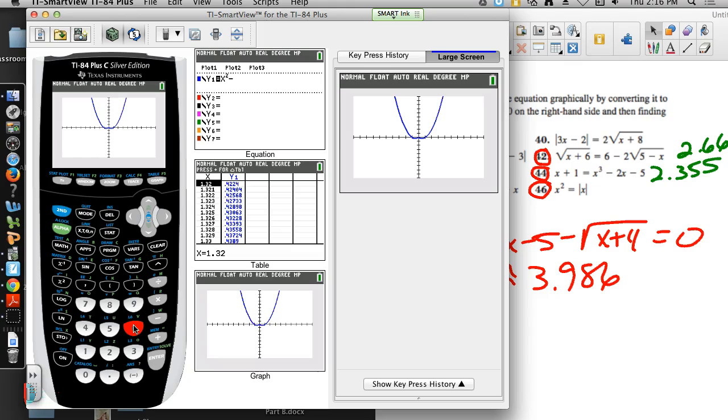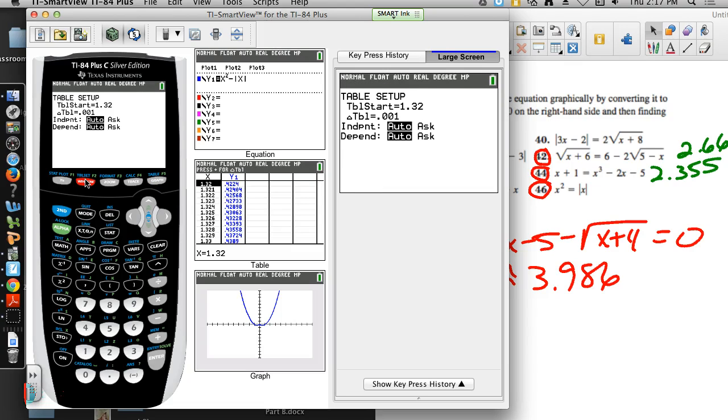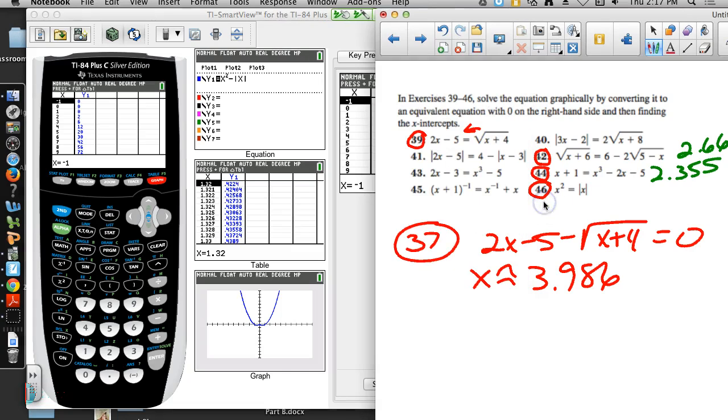And with this one, what we would want to do is get a closer look, because with number 46, it's quite possible that we have more zeros than we can actually see. But I think, you know what, maybe I'll just try the table on this one and see what's happening at the table. So second table set, let's just start this at -1 and look at this by ones. Second graph, and we have 3 zeros, -1, 0, and 1. So for 46, -1, 0, and 1.